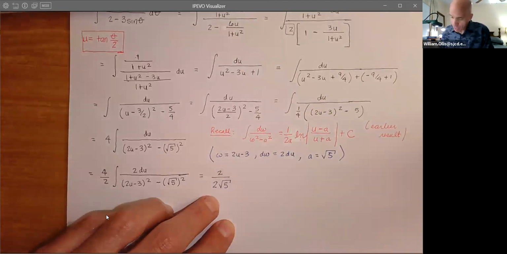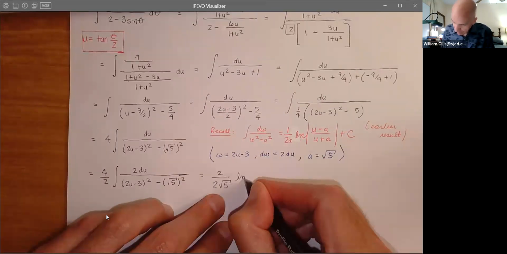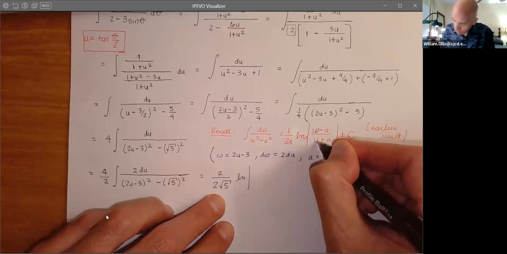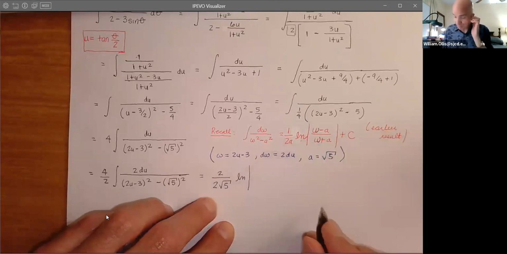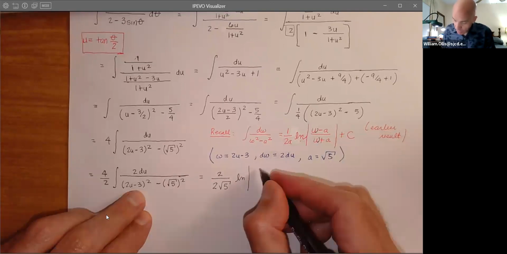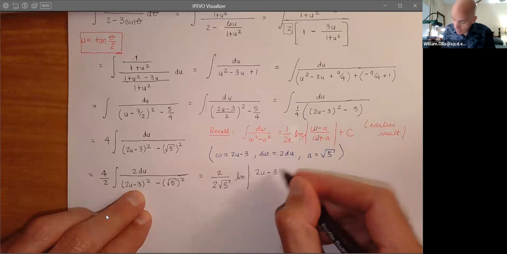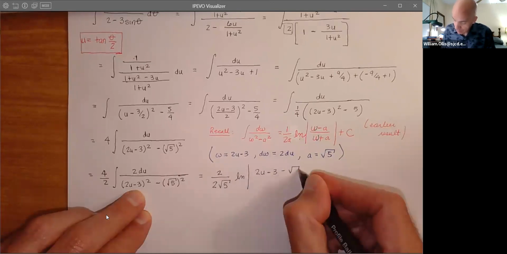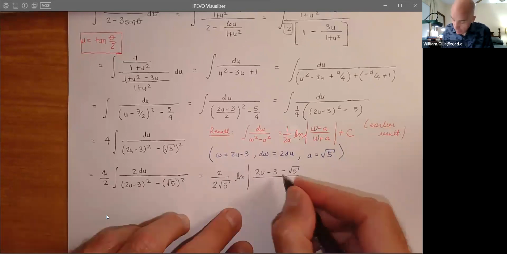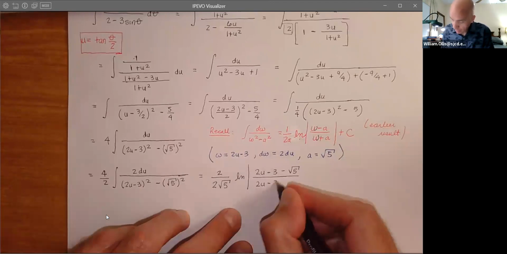So now we have the natural log. And I guess I should stick to my original variable, the w's. So we get w minus a, so we get 2u minus 3 minus a. And then we get 2u minus 3 plus a.